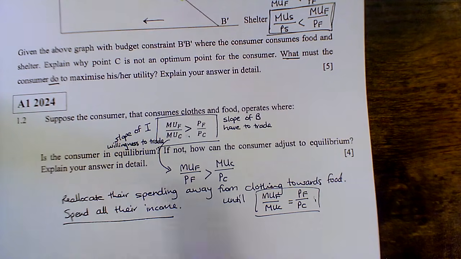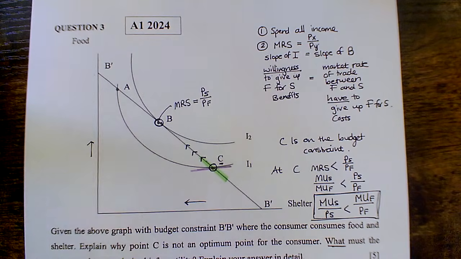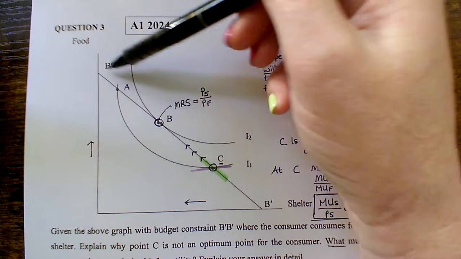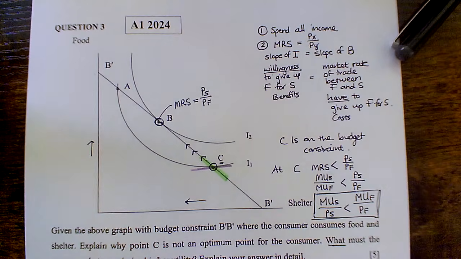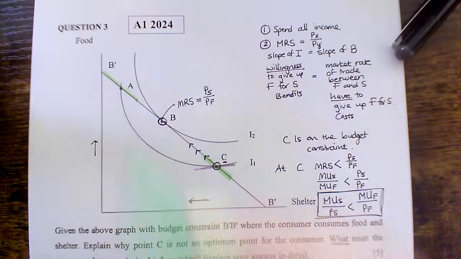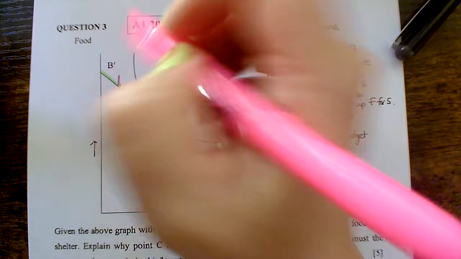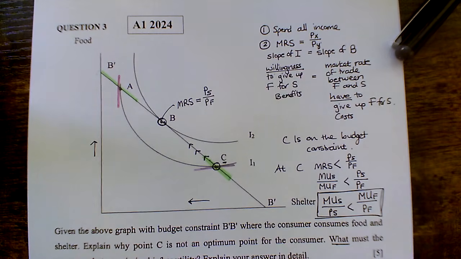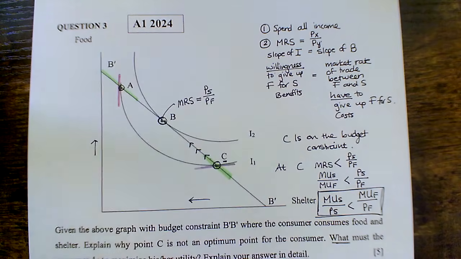This needs to be combined with spending all their income. Okay, but this is how the reallocation or the adjustment will occur. You have to reallocate away from clothing towards food. How this would look graphically is that would be like you being at a point like A, because at A, your budget constraint is not as steep as your indifference curve. Again, this is the slope of your budget constraints, but this at point A is the slope of your indifference curve.